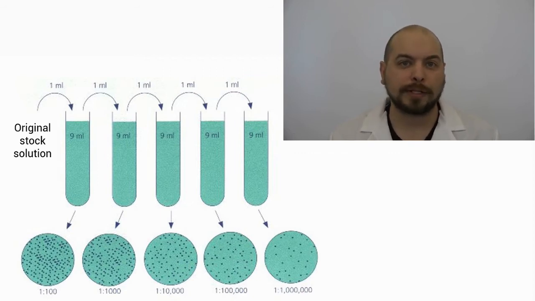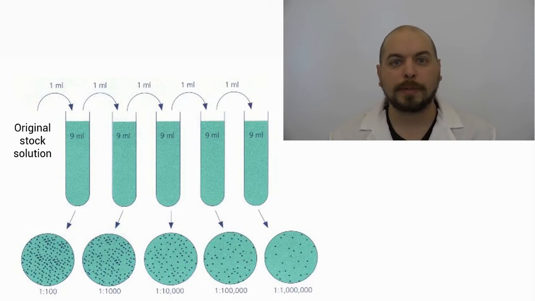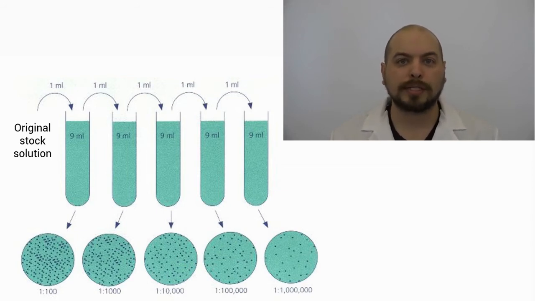We don't have to have it as 1/10. It could be 1/2, depending on how much of the stock dilution you start with and how much you then put into the secondary container. Essentially, what we're going to do is repeat this process. So I'm going to take my initial stock dilution, take 1 milliliter out of it, and put it in the second container. I'm then going to add 9 milliliters of water to bring the total volume up to 10 milliliters.